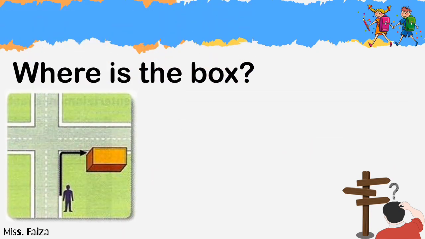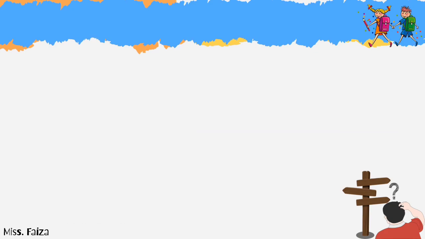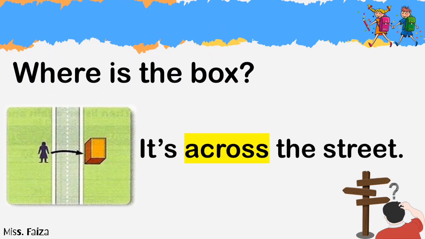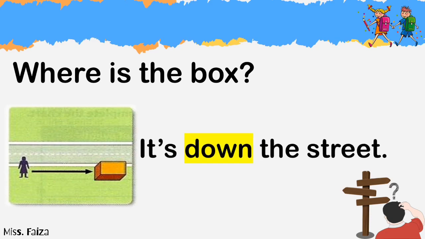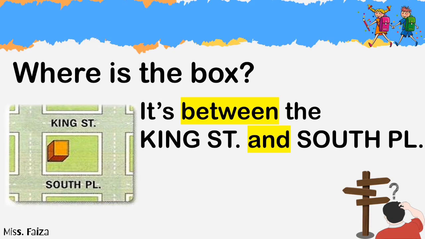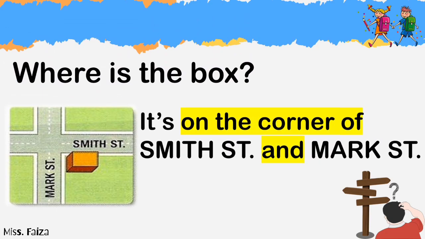Where is the box? It's around the corner. Where is the box? It's across the street. Where is the box? It's down the street. Where is the box? It's between the King Street and South Place. Where is the box? It's on the corner of Smith Street and Mark Street.